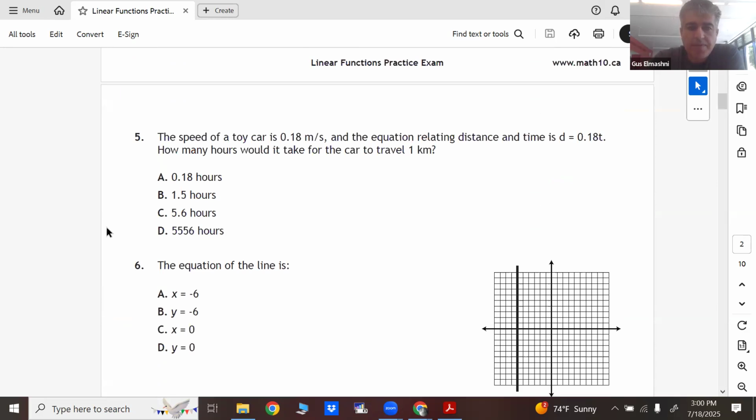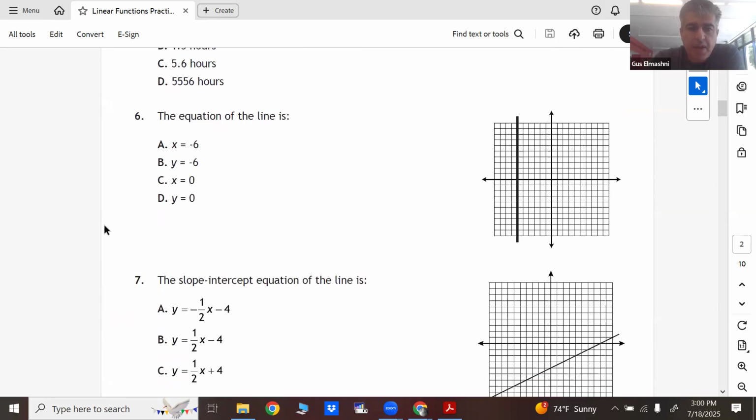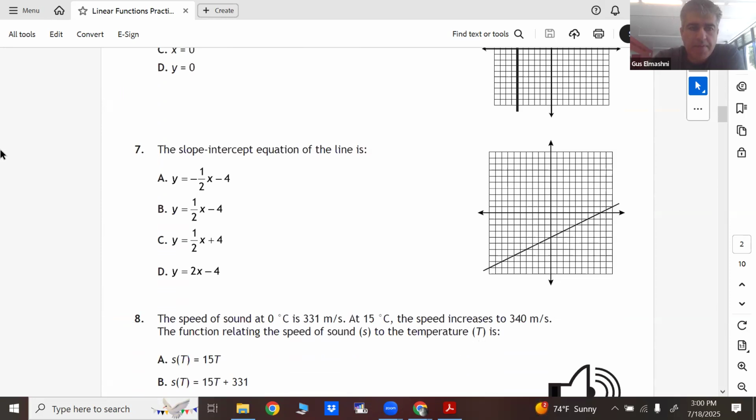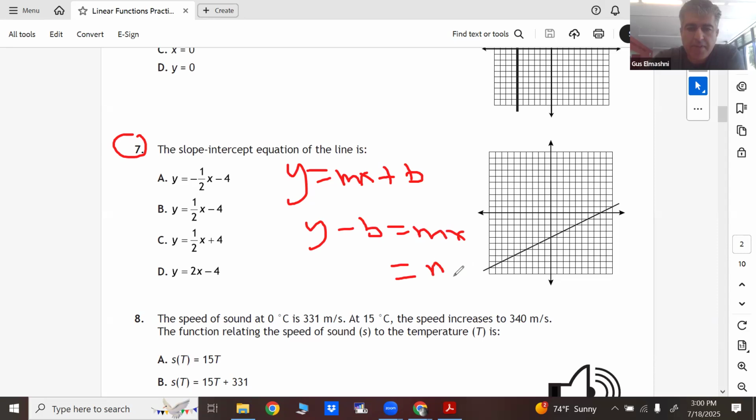Okay, let's look at another one here. Say look at number 7. Slope-intercept form is y equals mx plus b. So that's going to be the y-intercept. And the reason why that makes sense is that if you subtract b from both sides and divide by x, you wind up getting this.